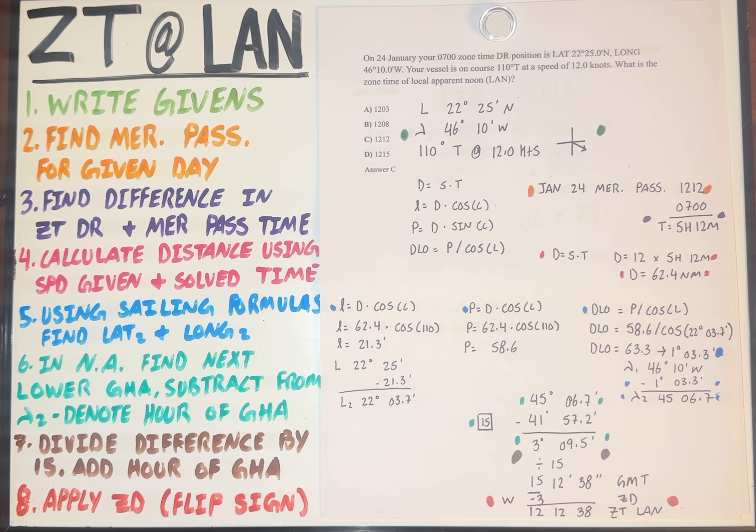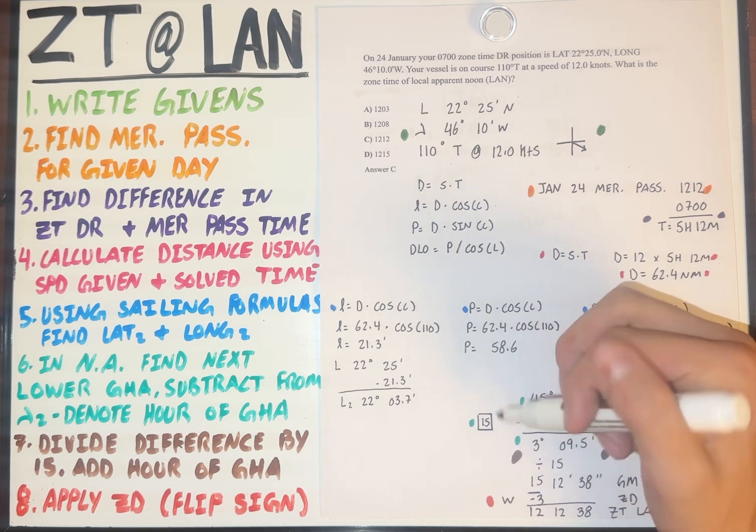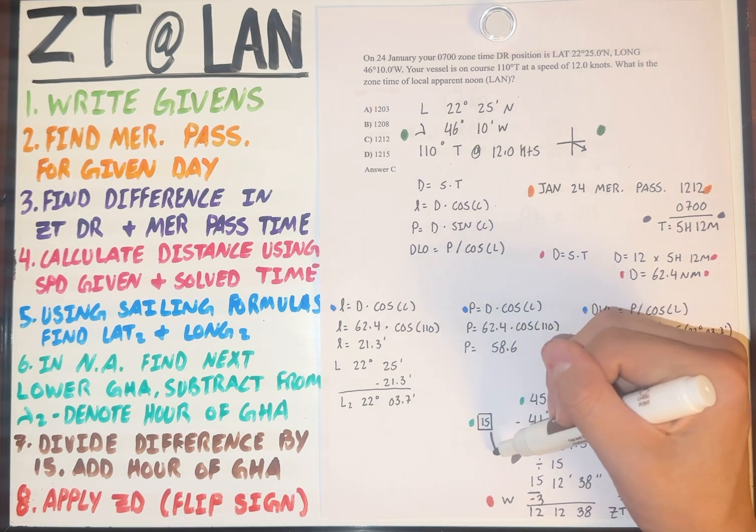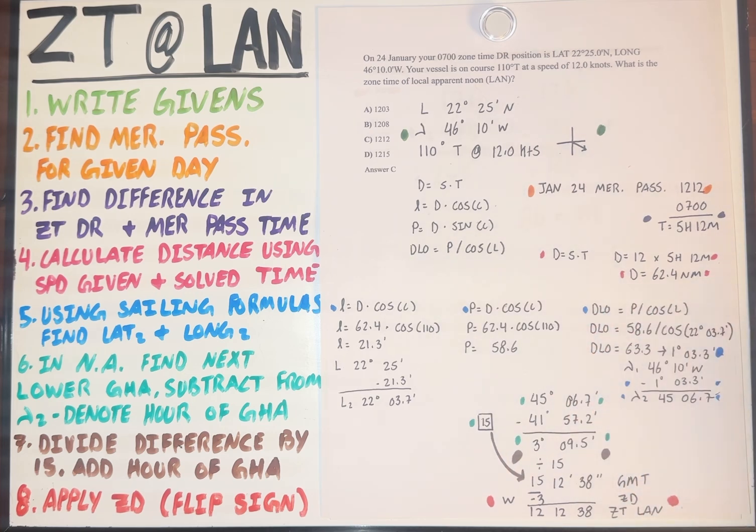Step number 7 is to divide the difference we just found by 15 and apply the hour that we just denoted in the previous step. So 3 degrees 9.5 minutes divided by 15 gives us 12 minutes 38 seconds. Then we add the hour. So once we finish step 7, we get 15 hours 12 minutes 38 seconds.